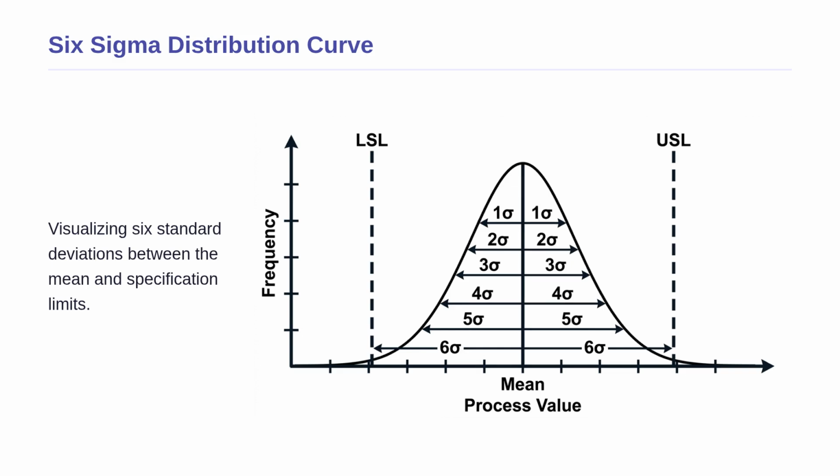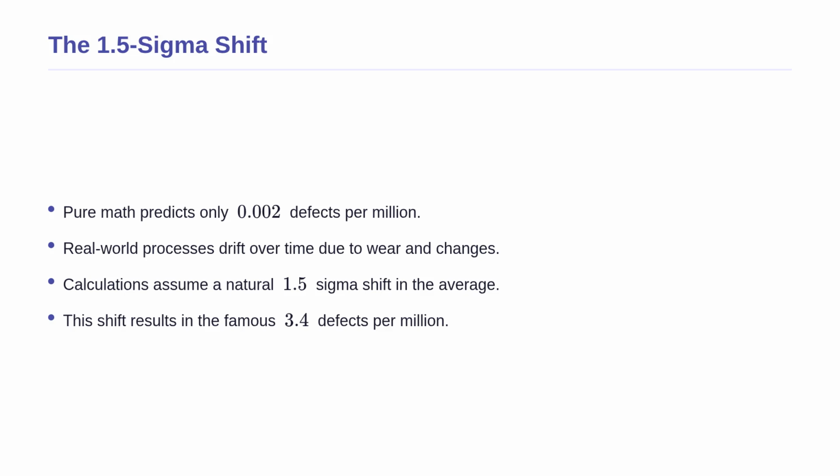What you are looking at is the Six Sigma distribution curve. In the center, the vertical line represents the mean or the average process value. On the far left and right, you see the lower specification limit and upper specification limit. These are the boundaries of what the customer accepts. Notice how the bell curve is narrow enough that exactly Six Sigma intervals fit on each side of the mean before hitting those limits. Looking at that curve, pure mathematics says you should only get 0.002 defects per million.